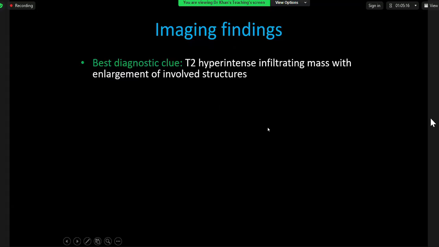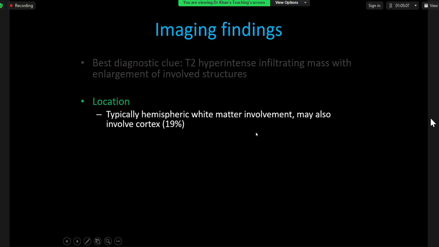Best diagnostic clue: T2 hyperintense infiltrative mass with enlargement of involved structure. Location: typically hemispheric. White matter involvement may also involve the cortex. Now, this is critical. And this is where the FLAIR sequence was very useful in this case. FLAIR sequence looked just like herpes simplex encephalitis type of a thing, where the cortex is involved as well as white matter is involved.